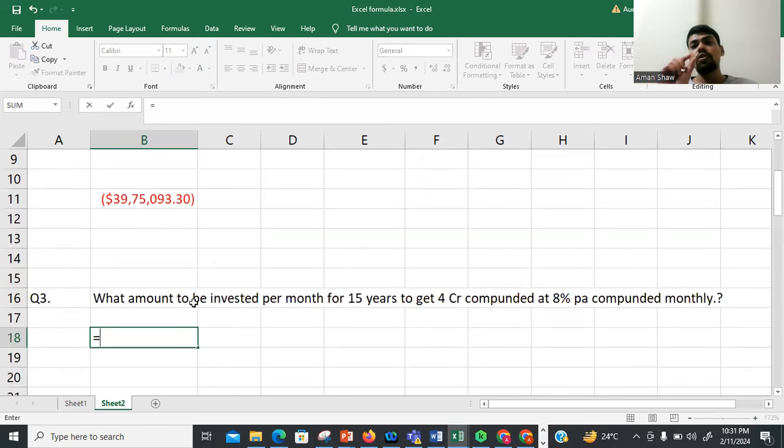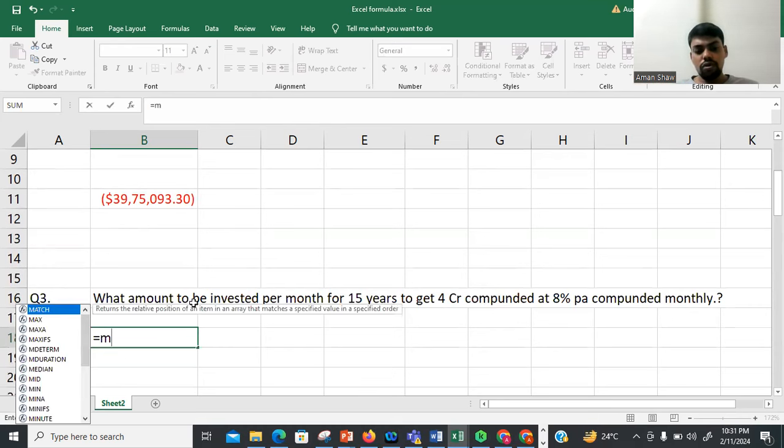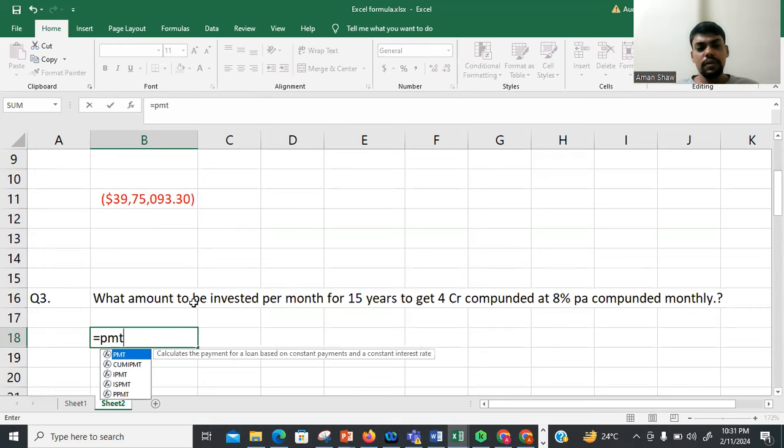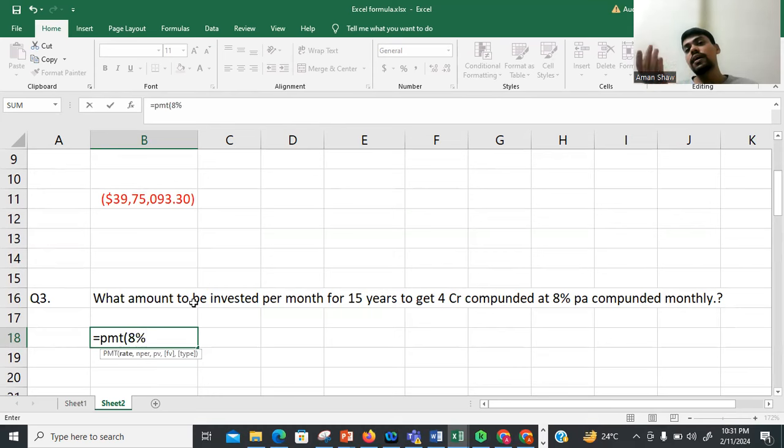In this case, because it is asking for monthly outflows, the formula we'll use is PMT. Now, the rate is 8%, but as the word is monthly, we need to divide it by 12. Second is the number of periods. Again, we are making monthly investments for 15 years, so 15 years into 12. These are the number of monthly installments we'll be making.